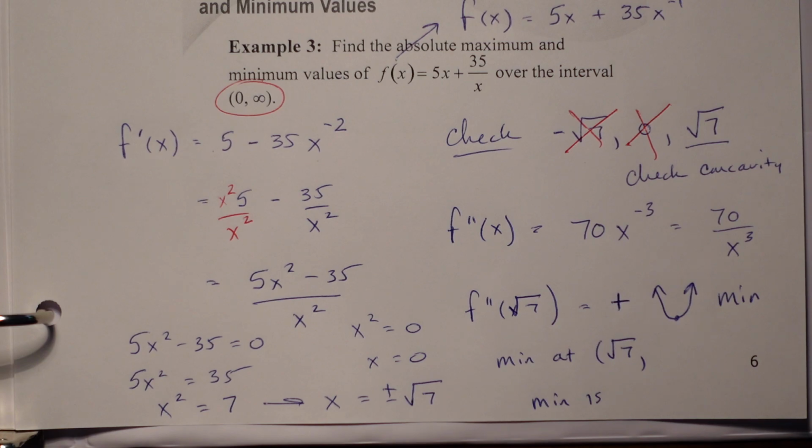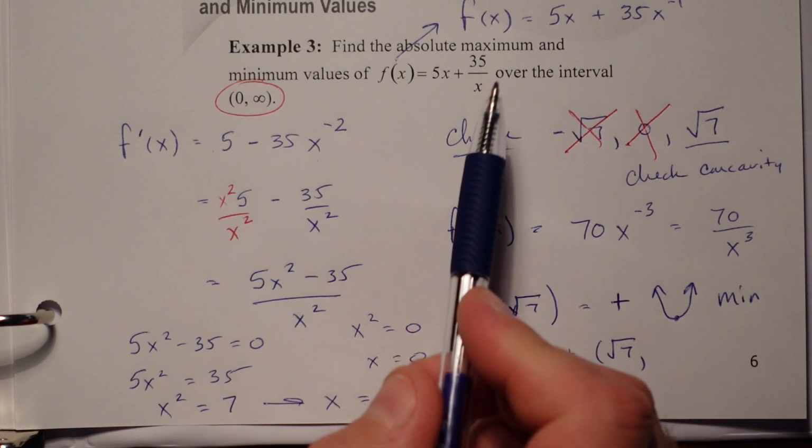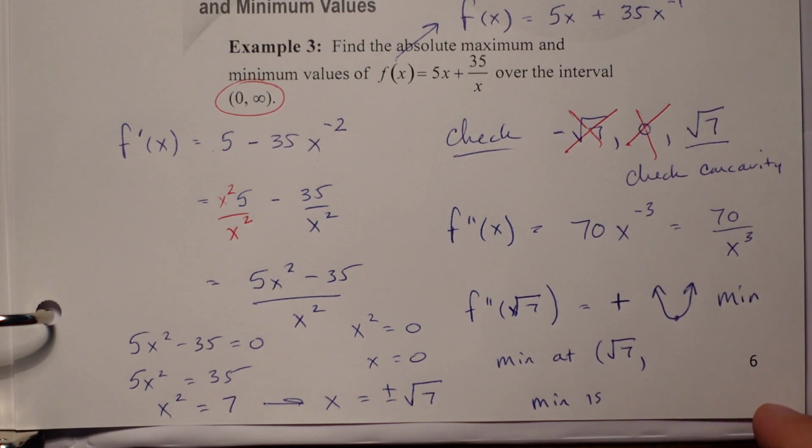So I know the minimum is at the point square root of 7, whatever y value we get for that, and then the minimum value is that y value. Now, this is not something I'm really going to be able to use the calculator for, because no matter what I do in my settings, I'm never going to see a square root of 7 in my x column. So we'll do this the old-fashioned way. We're going to take square root of 7, and we're going to plug it in to our original function.